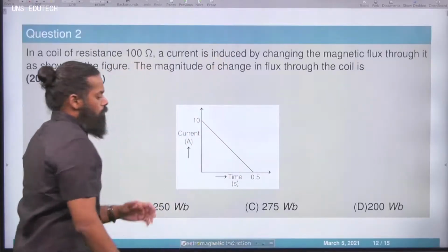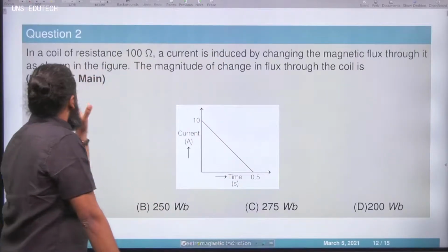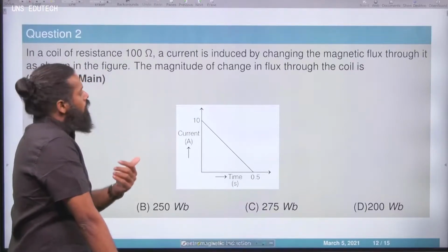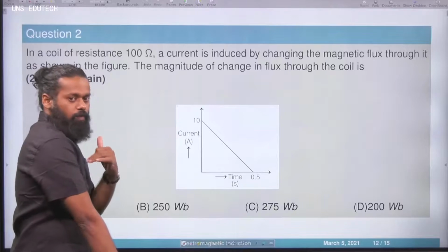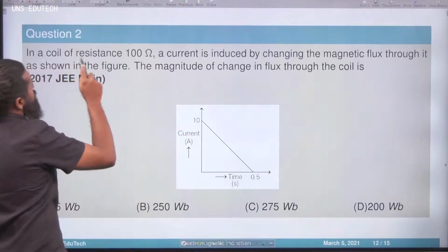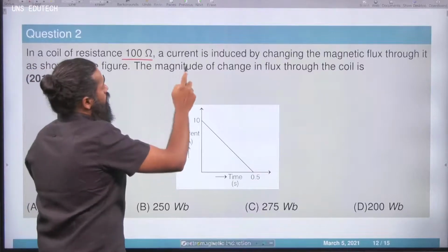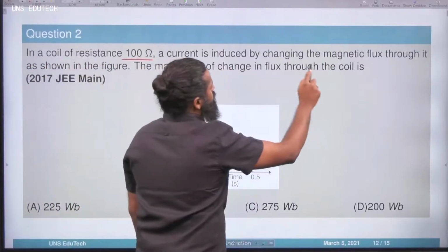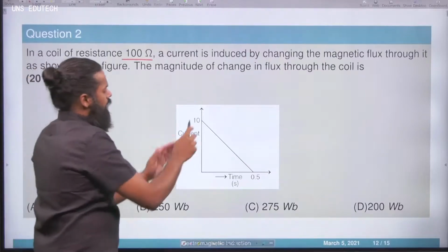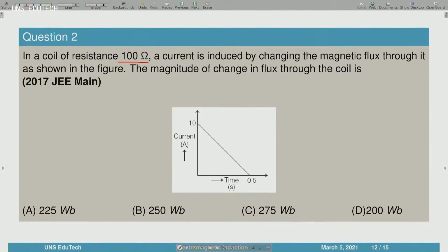Now, one more question. This is a simple question. Even though this is a JEE main question, it is simple compared to the previous problem. I will explain the question, try to do it yourself, and I will give you again 2 minutes. See, in a coil of resistance 100 ohm, the current is induced by changing the magnetic flux through it as shown in the figure. See, the current is changing according to this fashion. So if current is changing like this, how much will be the magnitude of change in flux through the coil? How much will be the change in flux?